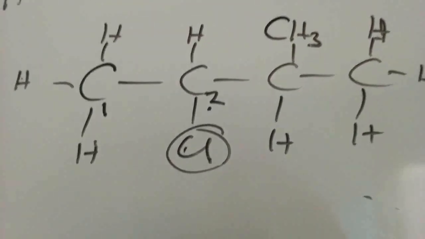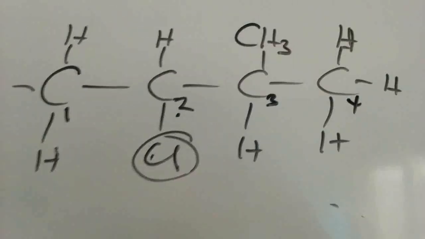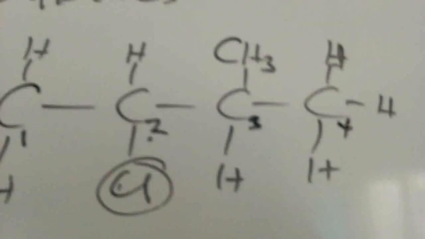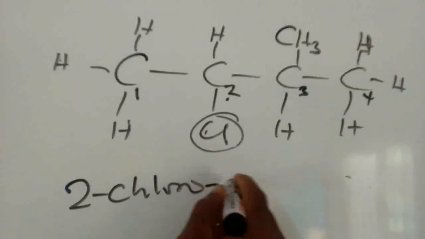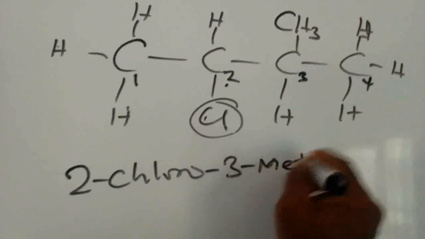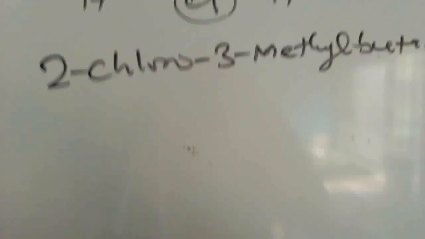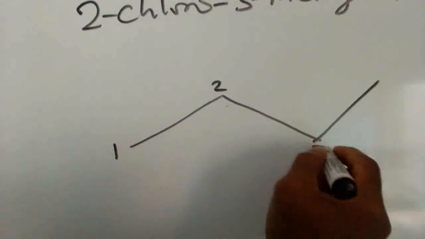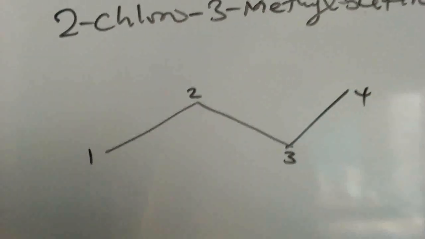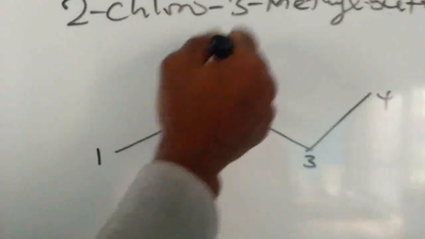Let's modify the compound. CH3 on number 3, number 4. So in terms of nomenclature, this is called 2-chloro-3-methyl-butane. How would I draw the structure of this compound? I'm going to get 4 carbons, 1, 2, 3, 4. Then I have chlorine on number 2. 2-chloro, I put chlorine here, Cl.